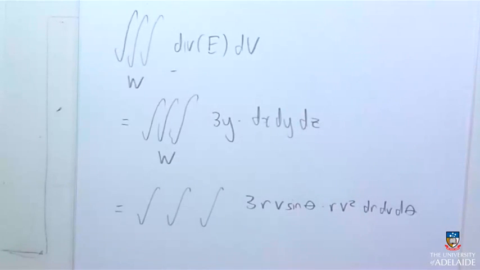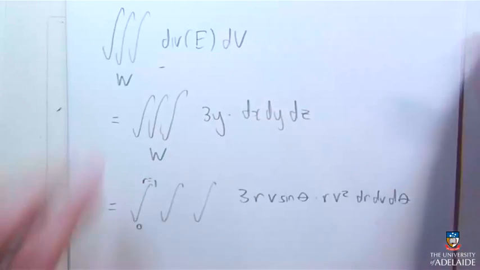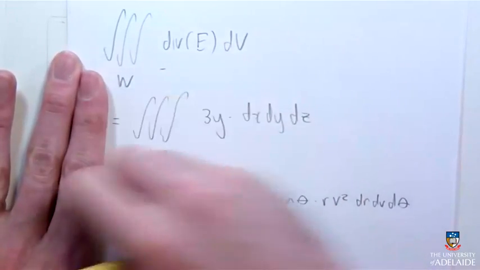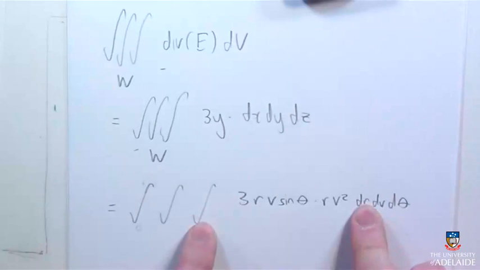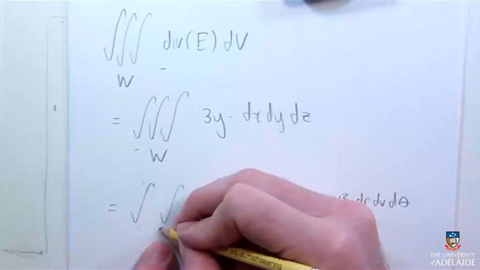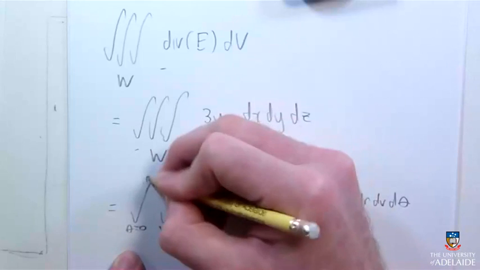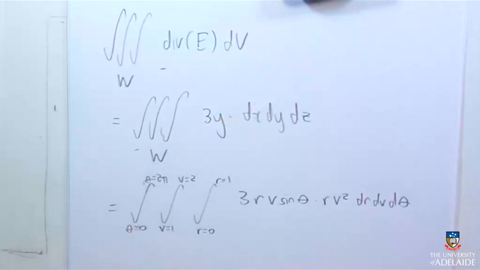And my r goes between 0 and 1. That's the wrong direction. The r is here, so this r goes between 0 and 1. The v goes between 1 and 2. And the theta goes between 0 and 2 pi. Okay. Beautiful. I could choose which order to do them in. And one of the reasons to choose your variables so that they're independent is that it's easier to switch the order of your integration because they're independent of each other.